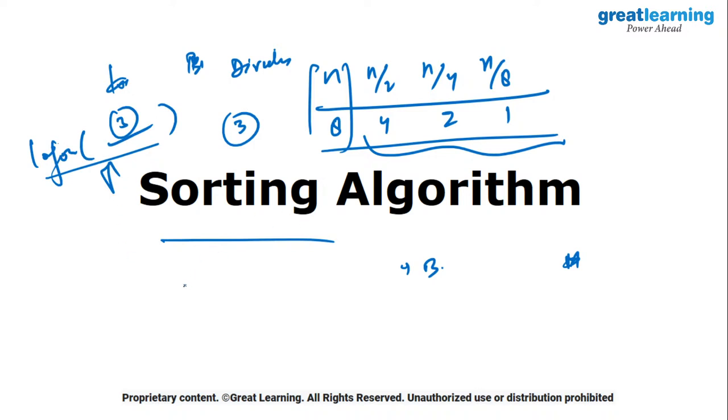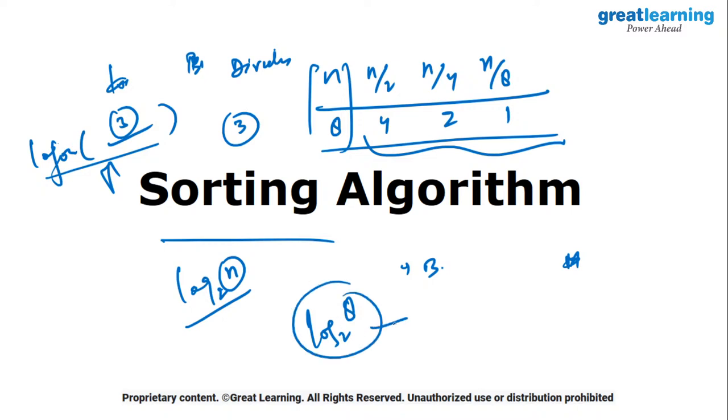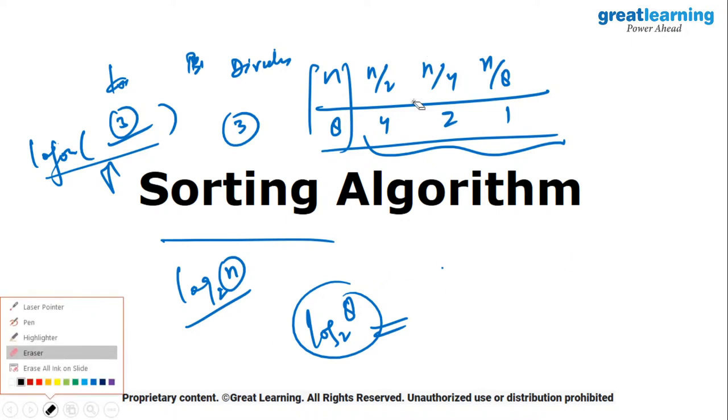Now, if you observe carefully, consider log to the base 2 of n. In this case, you have 8 elements. So log 8 to the base 2, what is the value of this? It is nothing but, I assume that you know a little bit about logarithmic series, and I'm not going into the series.